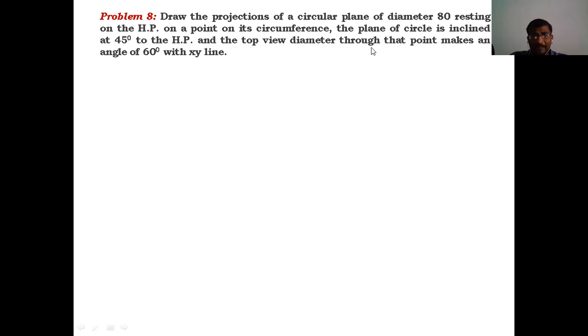And the top view diameter through that point, the point which is located on HP, the diameter passing through that point makes an angle of 60 degrees with the XY line. So the diameter which is passing through the point located on HP makes an angle of 60 degrees with the XY line. Here, this is the given problem. Let us start the problem.